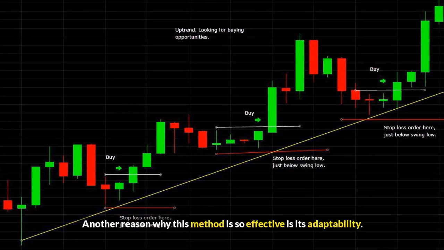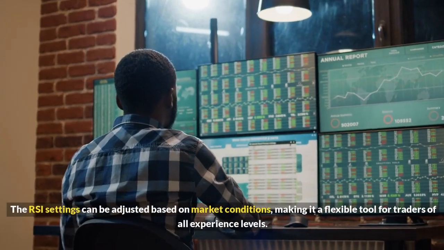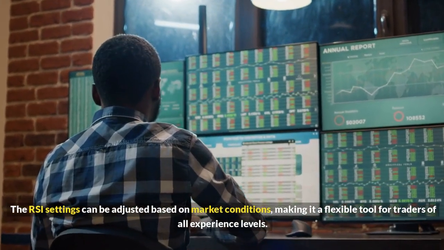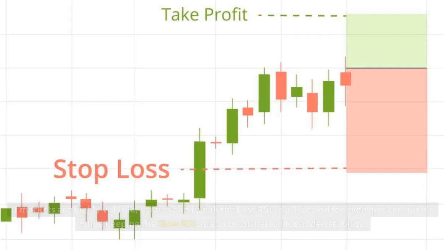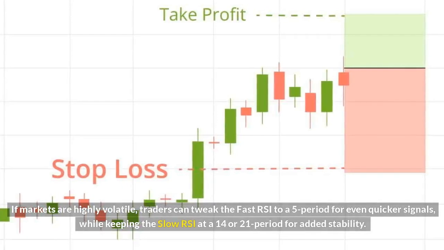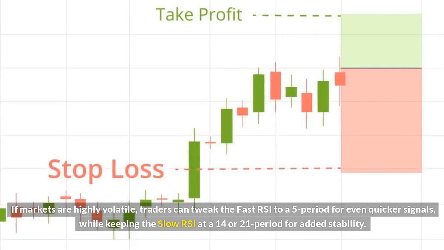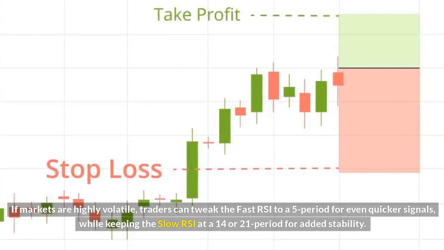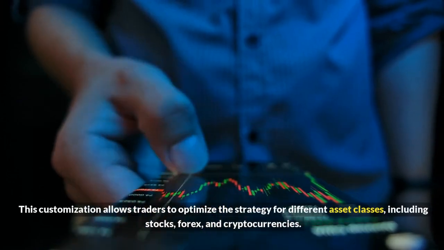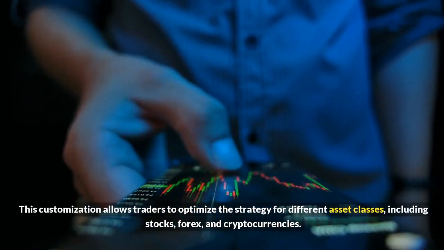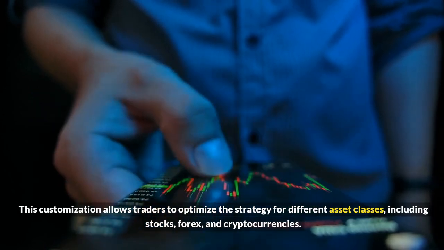Another reason why this method is so effective is its adaptability. The RSI settings can be adjusted based on market conditions, making it a flexible tool for traders of all experience levels. If markets are highly volatile, traders can tweak the fast RSI to a 5 period for even quicker signals, while keeping the slow RSI at a 14 or 21 period for added stability. This customization allows traders to optimize the strategy for different asset classes, including stocks, Forex, and cryptocurrencies.